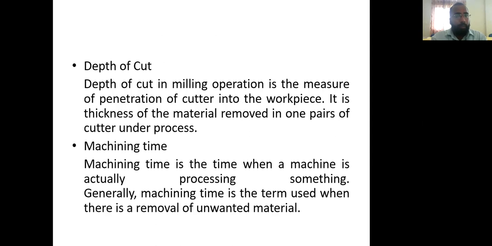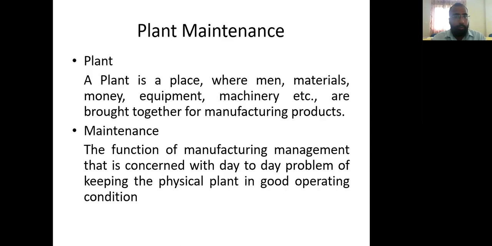Third one, depth of cut. Depth of cut is the thickness or width of the material which starts getting cut by the cutting tool. It is the thickness of material removed in one pass of a cutting tool under the different types of process. Depth of cut, DOC. And machining time is the time taken to perform machining operations, be it drilling, milling or grinding, whatever it may be, the time taken by the cutting tool to do the machining operations.